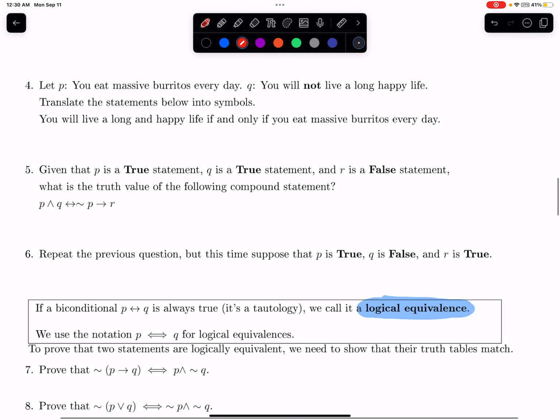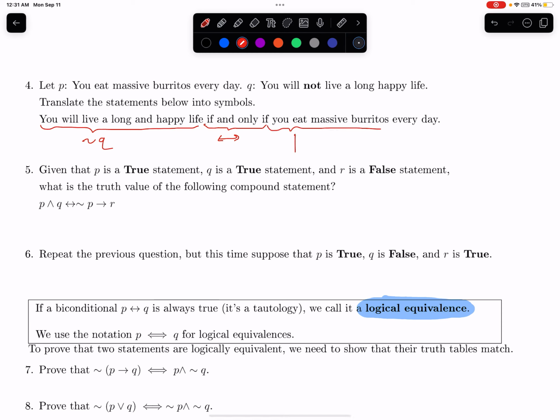All right, number 4. P is a statement that you eat massive burritos every day. Q is a statement you will not live a long, happy life. Not live a long, happy life. Okay, so translate the following into symbols. Right away again, I see the if and only if. Let's change that to the biconditional. This part on the left, you will live a long, happy life. This is a little confusing because you notice the Q has the not in there. This one is missing that not. So that means it's the negation of the original Q. And then you eat massive burritos every day. That was the original P. So what's the translation then? Not Q if and only if P. Simple as that.